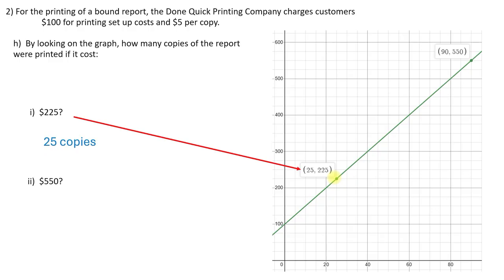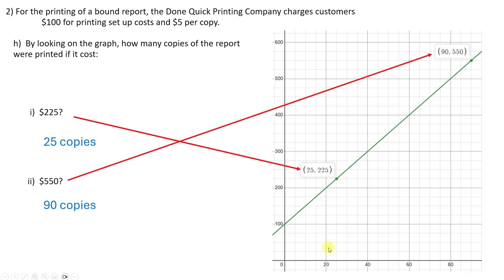Then we're told that the cost is $550. So in this case, we would just move up until we got to the 550 mark, which is right here, move across until we reach the graph, and we would see that that intersection is 90, 550. So we could say that if it was going to cost $550, that would mean that 90 copies were being printed.